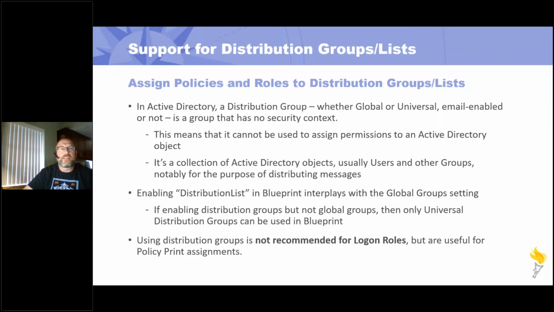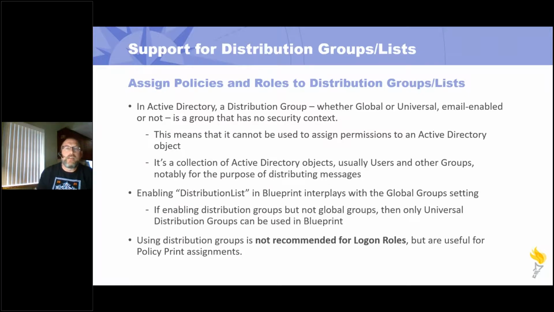Distribution groups and lists can now be used within Blueprint. It's preferable just to use it for policies, but you can, if necessary, use it for just role features. So in Active Directory, a distribution group is an email-enabled group with no security context, and that's why we suggest you not use them for logon roles. By enabling the distribution list in Blueprint, you can now add those groups to things like policy print assignments and go forward that way.